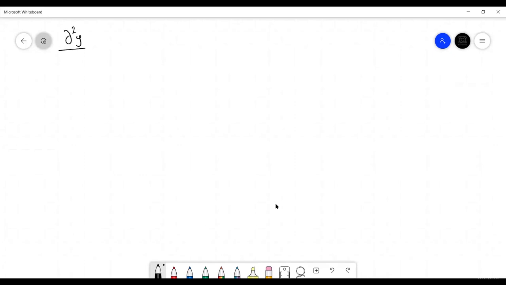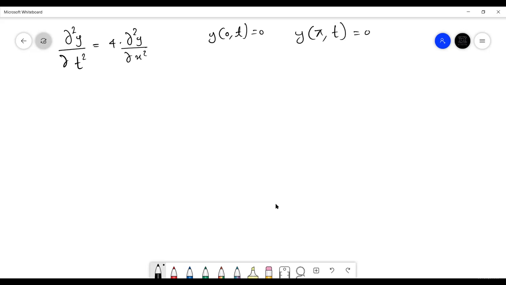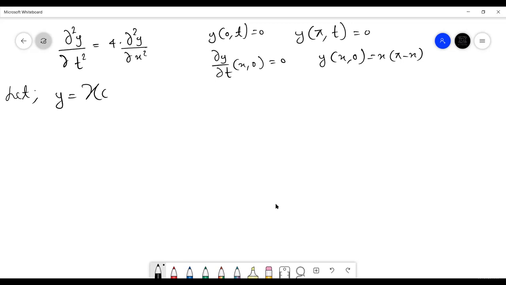Del squared y over del t squared is equal to 4 times del squared y over del x squared, right? Where there are boundary conditions, these boundary conditions are very important. We need this at a particular stage. And here del y by del t at (x, 0) is given as 0, and y(x, 0) is x times (y minus x), right? So here we assume a solution and start to work out, right? So we'll assume y is equal to capital X of x into capital T of t, right?